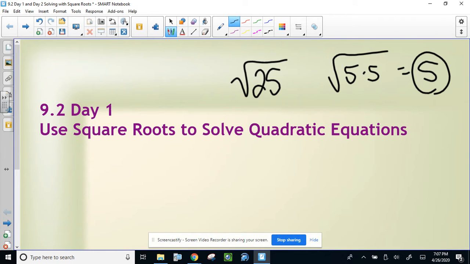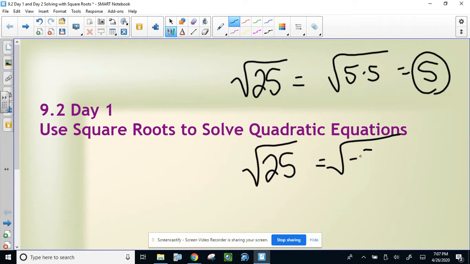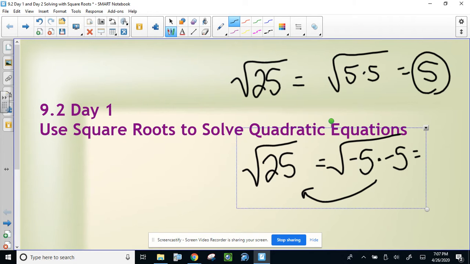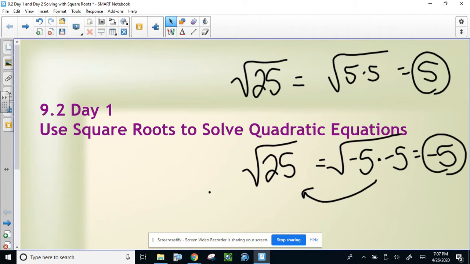Now we also have to think about the fact that another way to get the number 25 is by multiplying not just positive 5 times positive 5, but negative 5 times negative 5. Two negative numbers still make that positive 25. So technically, by square rooting, you could have two answers that make that work. So 5 squared is 25, and negative 5 squared is 25. So a square root is simply undoing that multiplication process. And we are going to be looking at how we can use that to help us solve an equation.